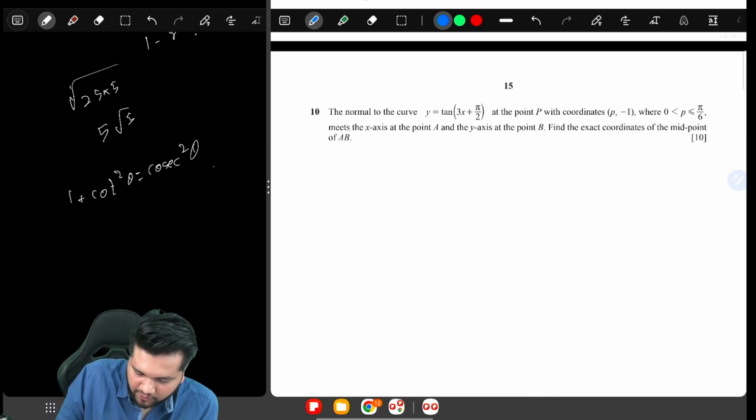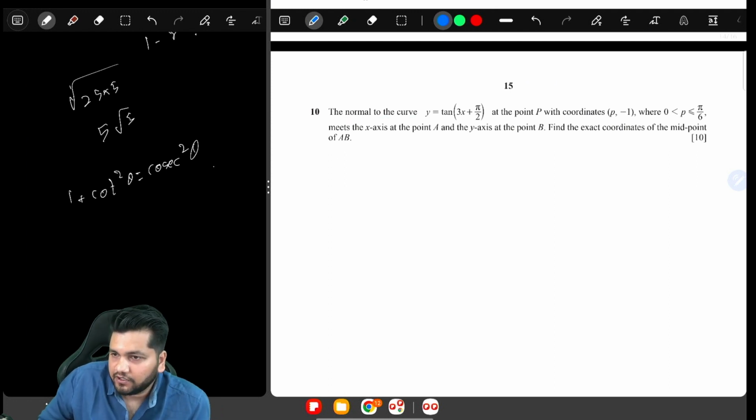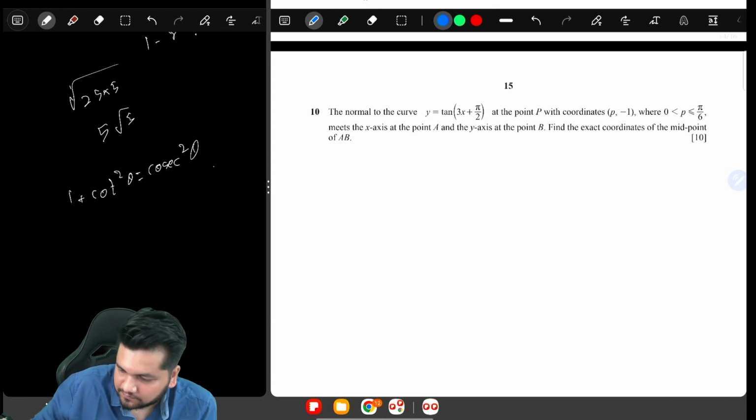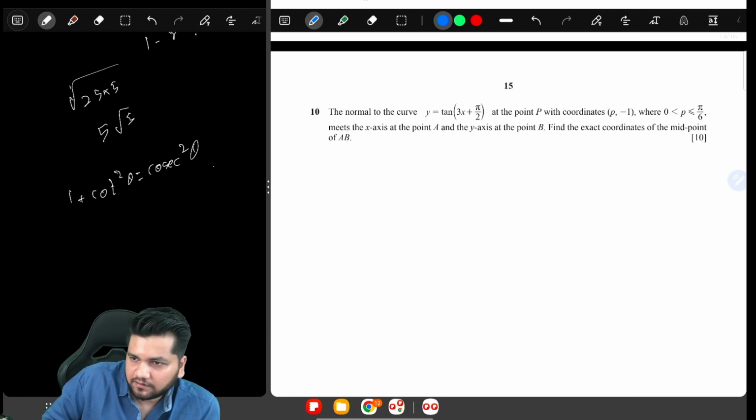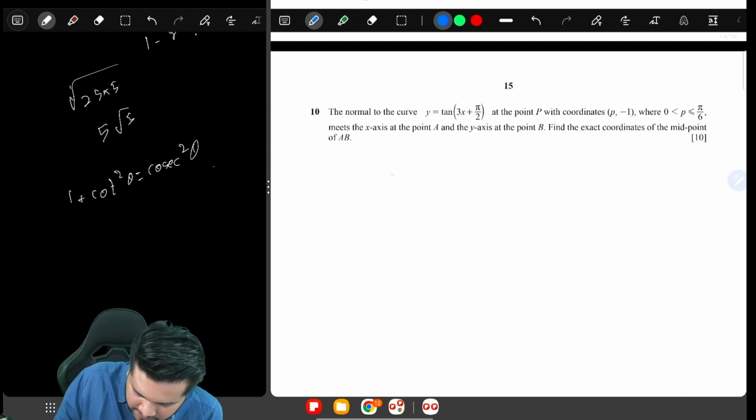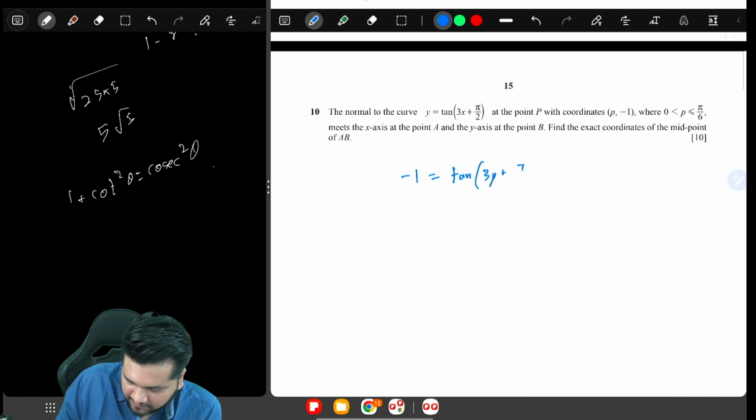So first of all, for normal, normal means what? It's just a line. And we need to find dy by dx at whatever these values. So now for dy by dx, we will require the x coordinate as well, which we don't know, so we'll substitute there. So at the point P, where coordinates are p comma minus 1, what all I have to do is just substitute. So minus 1 is equal to tan of 3p plus pi by 2.